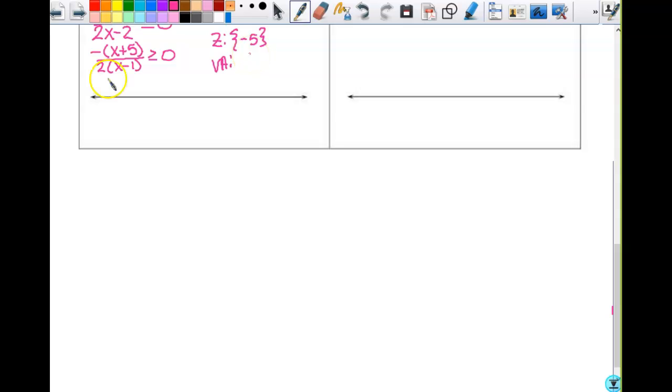Just 1. Even though I factored something out, that 2 doesn't have a variable on it, so this is just going to be x equals 1. So I'm going to have a negative 5 on here and a 1. The negative 5 is a closed circle. The 1 is an open circle.